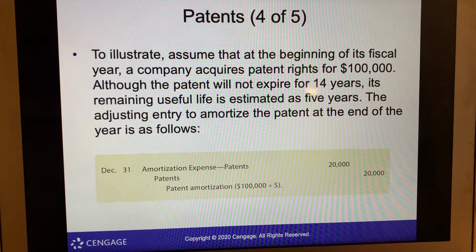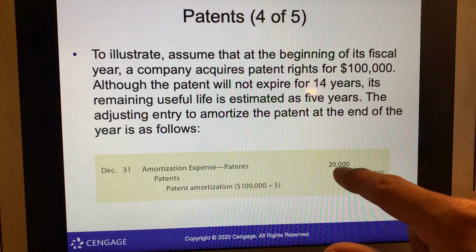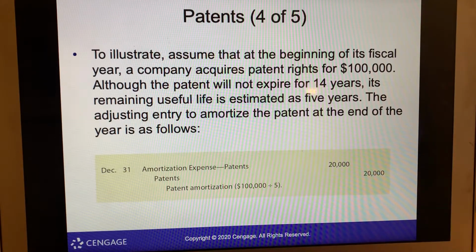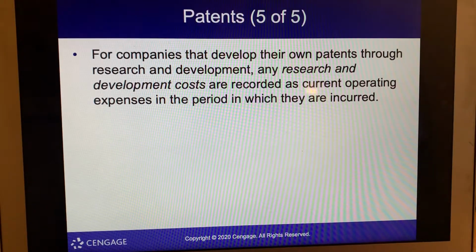14 years, $100,000. Amortization expense will be $200. Amortization expense goes to the income statement, and then patents for $20,000, and that's just $100,000 divided by 5. And keep in mind, there's no contra asset. There's no accumulated amortization. For companies that develop their own patents through research and development, or R&D, any research and development costs are recorded as current operating expenses in the period in which they are incurred.